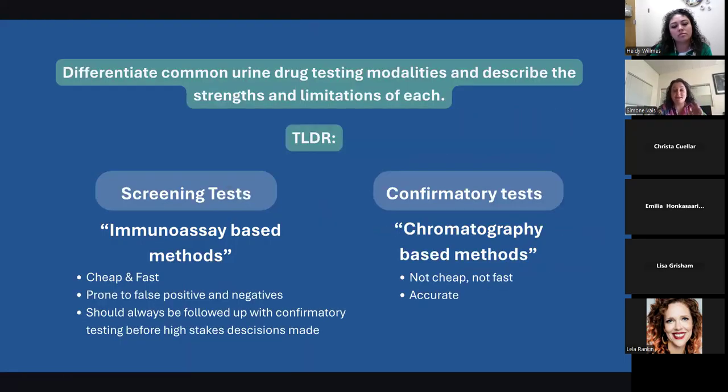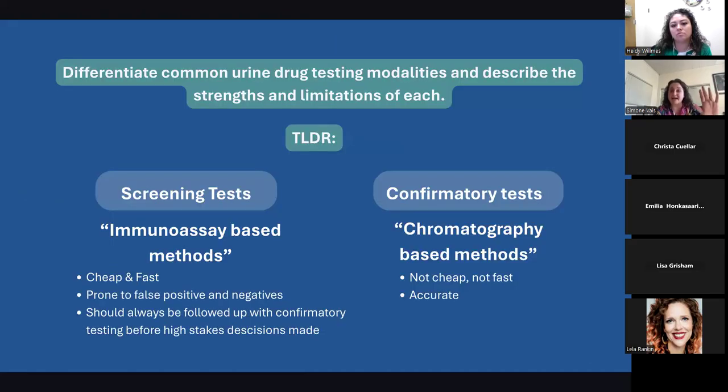So that is all honestly so boring, and I've learned it so many times and still find it kind of boring. But the TLDR is screening tests are wonderful for their availability, but because they're prone to false positives, should always be followed up with a confirmatory test before any high stakes decisions are made. Because the confirmatory test can accurately identify the substance we're looking for, but it's not cheap and it's not fast, so it's not a great idea to use it on everybody. Okay, that's my background on the two most common types of urine drug testing modalities.